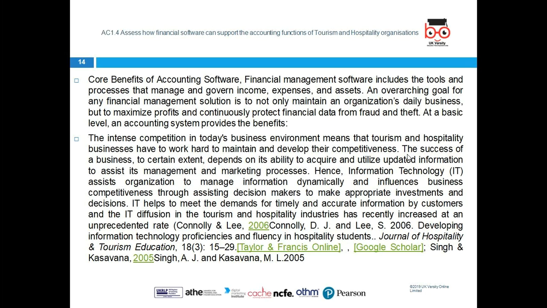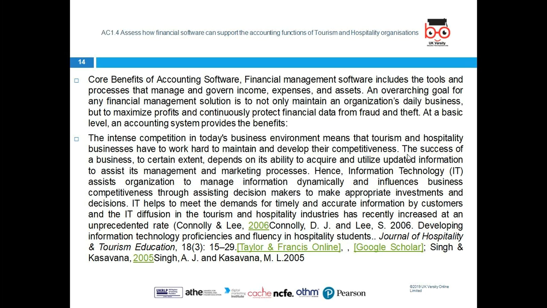So the core benefit of accounting software, financial management software, includes the tools and processes that manage and govern income, expenses, and assets. The overarching goals for any financial management solution are to not only maintain the organization's daily business, but maximize the profit and continuously protect the financial data from fraud and theft. That's a huge problem with IT as well. Even a basic level accounting system provides benefits.